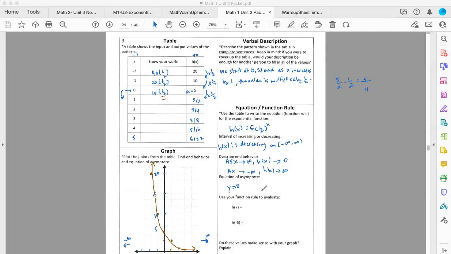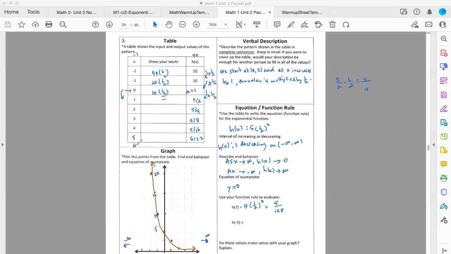And then h of 7 and h of -5, we can use the formula. In the formula, we can say h of 7 equals 5 multiplied by 1/2 to the 7th power. And again, you need to provide the answer in fraction, not in decimal. So you're going to do 1/2 times 1/2 times 1/2, 7 times. And of course, you're allowed to use a calculator. I believe 1/2 to the 7th is 1 over 128. So this is going to be 5 over 128, if I'm not mistaken.